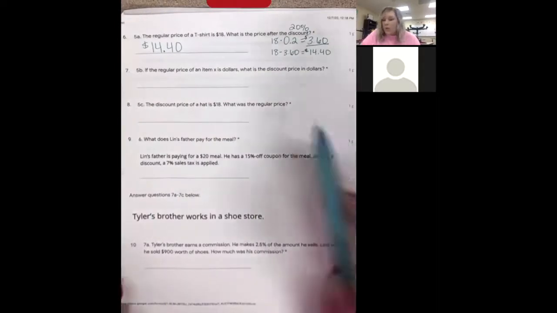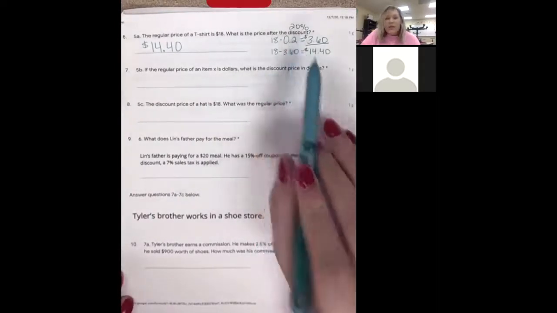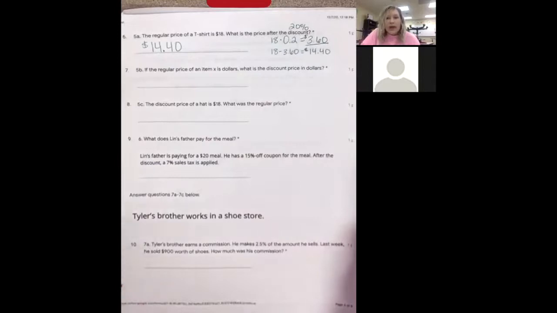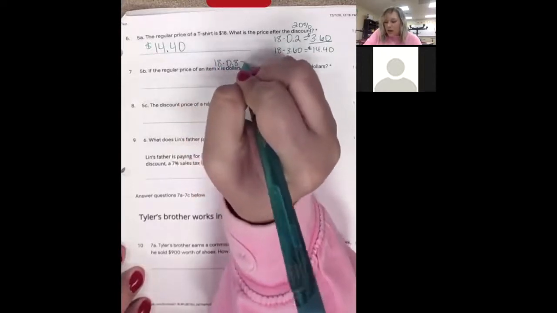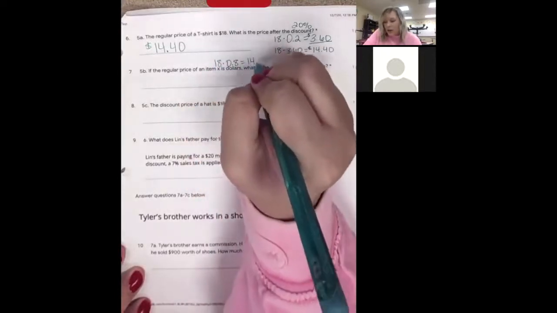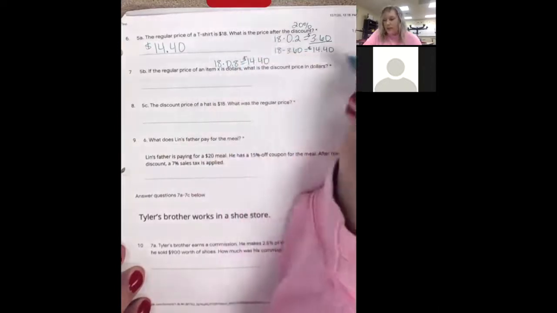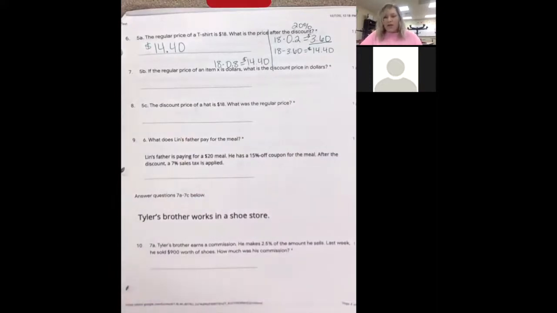And again, when we're using a 20% discount, that means we're actually paying 80% of that shirt. So we also could have found what 80% of 18 is, which would have given us $14.40 and saved a step. Either method is fine, as long as you know what you're doing.